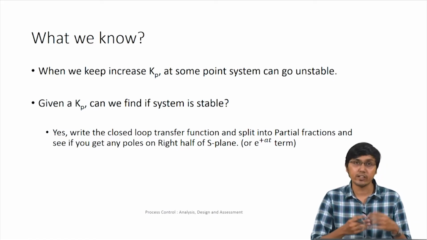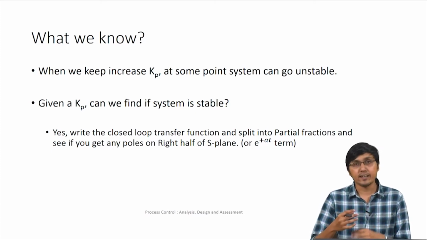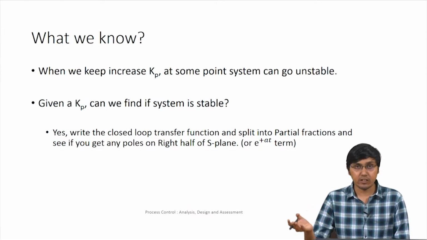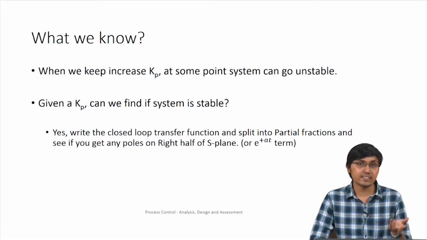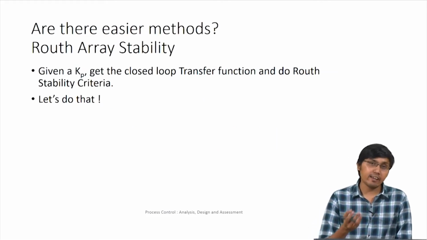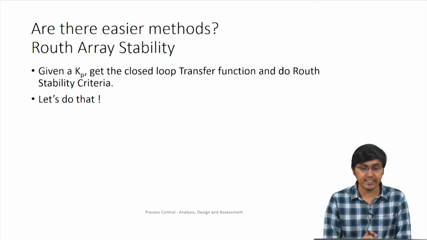So the first question we will ask is: you give me a Kp, can I find whether the system is stable or not? If I know the Kp, I write the closed loop transfer function, split it into partial fractions, and see if there is a pole on the right hand side of the S plane. If there is no pole on the right hand side of the S plane, there is no problem of stability, the system is stable. But instead of doing all these partial fractions and finding all the poles for a given Kp, is there any easier way?